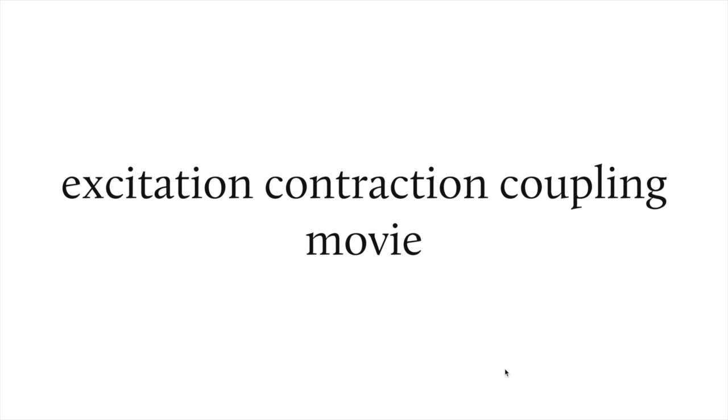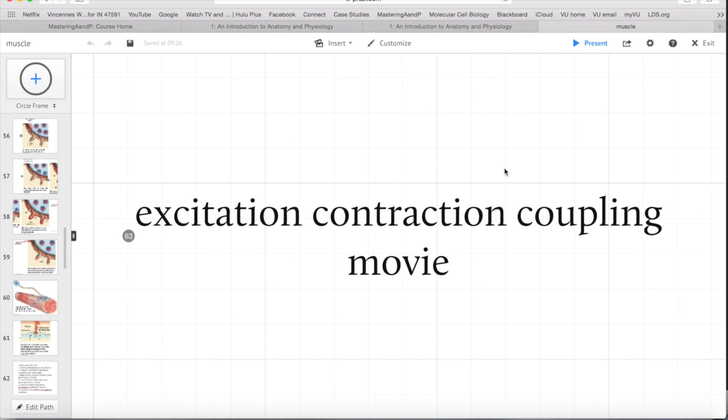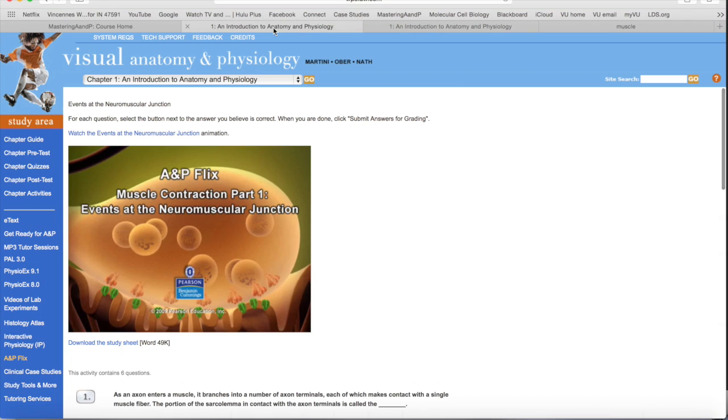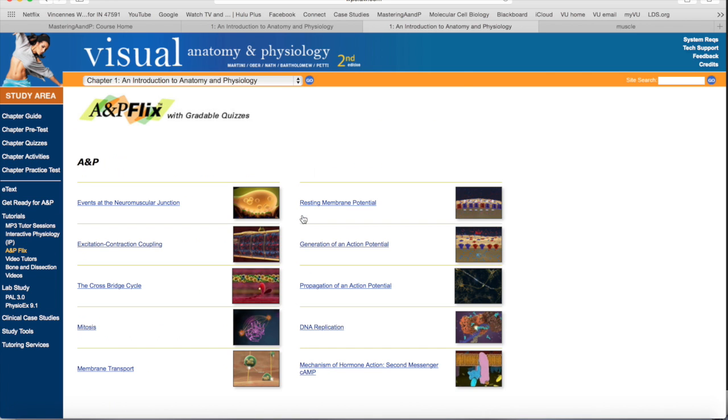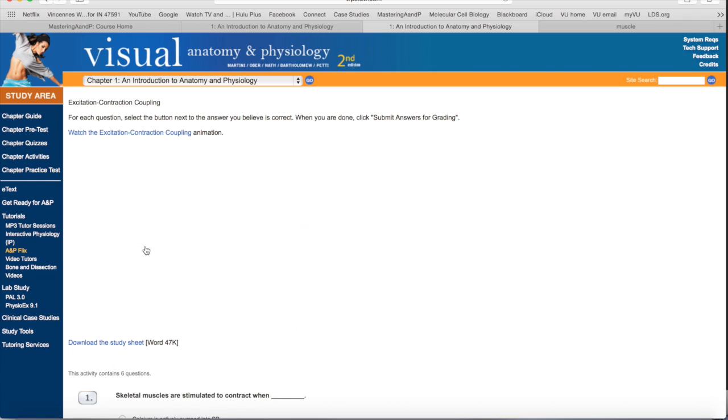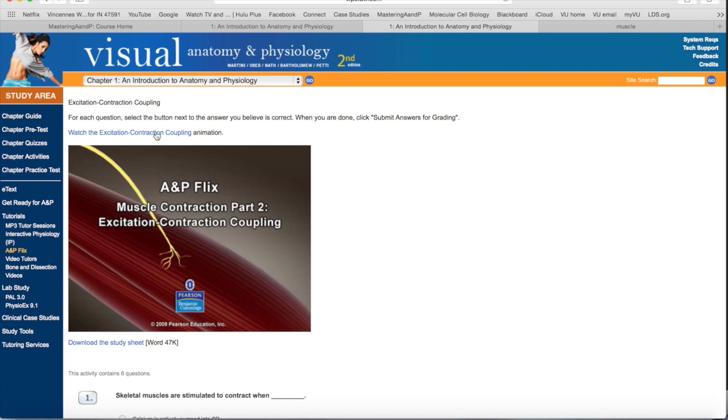Alright, so that's how we get the action potential, that's how we get the signal from our nerve to our muscle. So now we're going to watch a movie about excitation-contraction coupling. Going back to AMP Flicks. You can watch these movies again on your own by going to the Mastering A&P website.